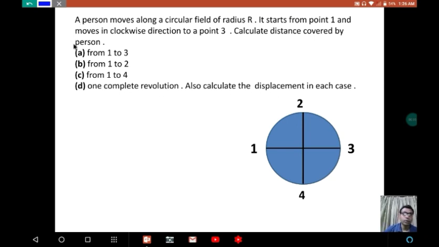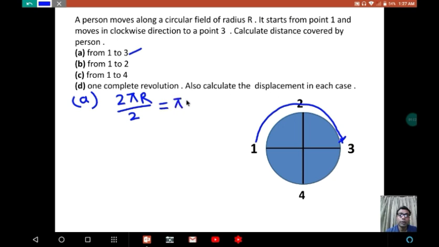Let us try for the first, that is A. In this section we are going to calculate the distance. 1 to 3 means, if it is moving in the clockwise direction, it is half the circumference of the circle. तो circumference जो होता है सर्कल का वो कितना होता है? That is 2 pi r and half of it is pi r. So pi r is the total distance covered from 1 to 3.